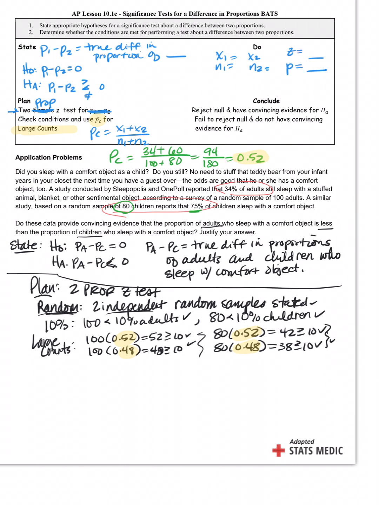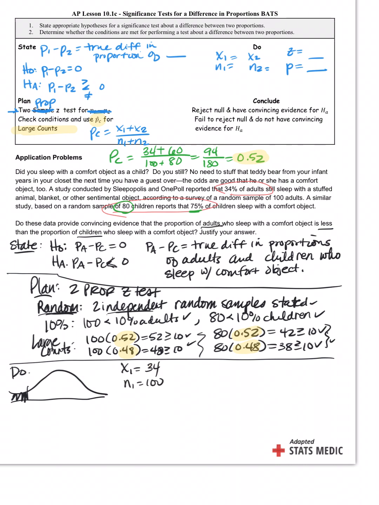So now we've checked our conditions. Now we do the do step. So we need to show our curve. We know that this is a left tail curve. All right, and we said that x1, our work, is going to be 34, n1 is 100, or I guess xa, we should use a, be consistent. xc was 60, and nc was 80. And then we're going to use our calculator here to find our z-score and our p-value, all right?